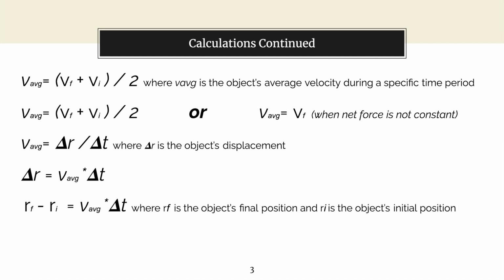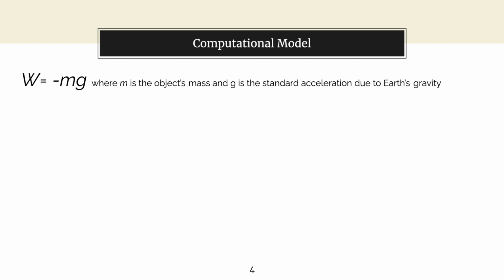Moving on, since average velocity is equal to displacement over change in time, we can rearrange and plug in final position minus initial position for displacement. Then, once we plug in final velocity minus initial velocity, we will see a position update formula that we can use in our model.